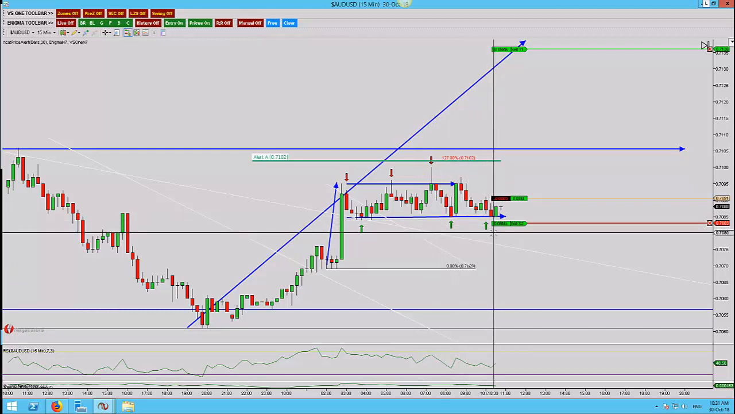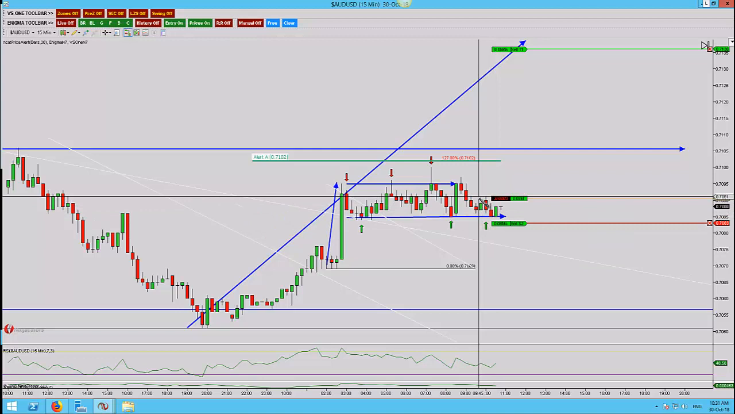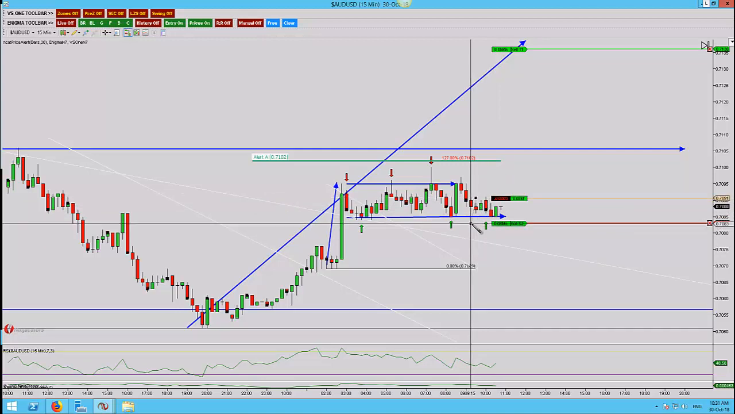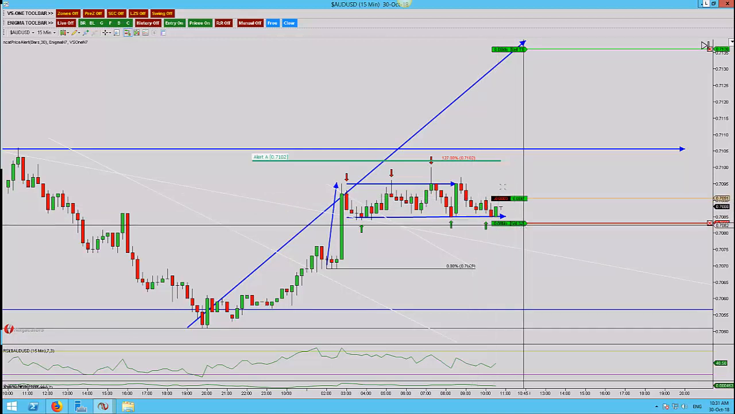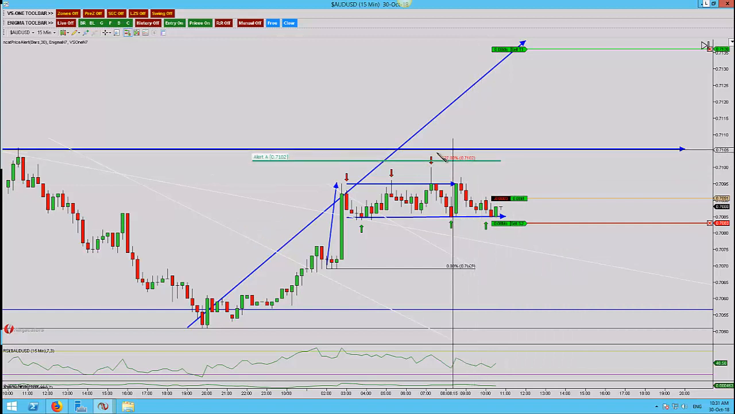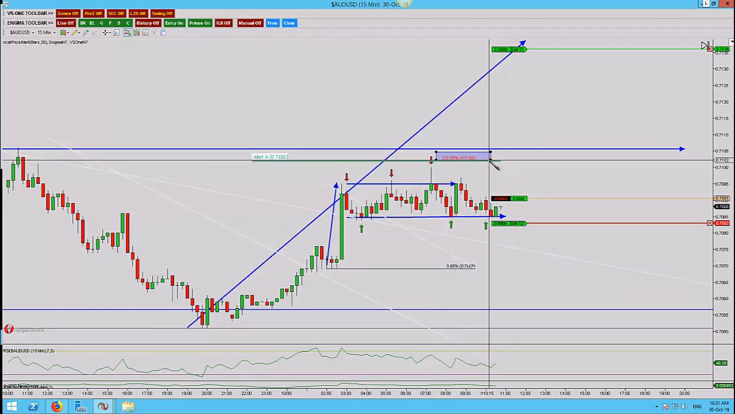Now it's a very small amount of risk here, currently risking only 8 pips. And up here you can see that we have a 127 extension, which is where I would usually look at taking targets for this type of pattern.